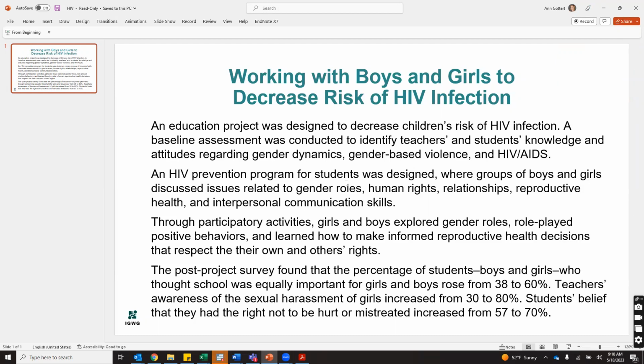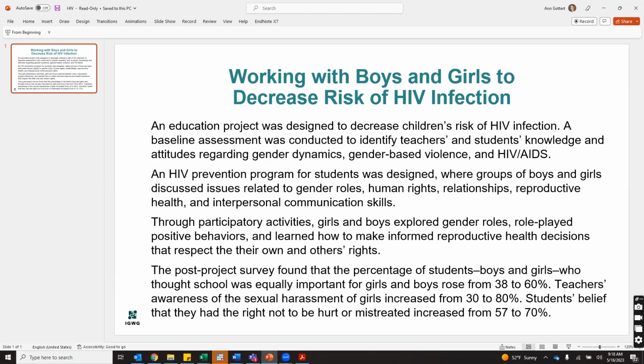So let me just read through this case study. So this is about working with boys and girls to decrease risk of HIV infection. An education project was designed to decrease children's risk of HIV infection. A baseline assessment was conducted to identify teachers' and students' knowledge and attitudes regarding gender dynamics, gender-based violence, and HIV/AIDS. An HIV prevention program for students was designed where groups of boys and girls discussed issues related to gender roles, human rights, relationships, reproductive health, and interpersonal communication skills. Through participatory activities, girls and boys explored gender roles, role-played positive behaviors, and learned how to make informed reproductive health decisions that respect their own and others' rights.